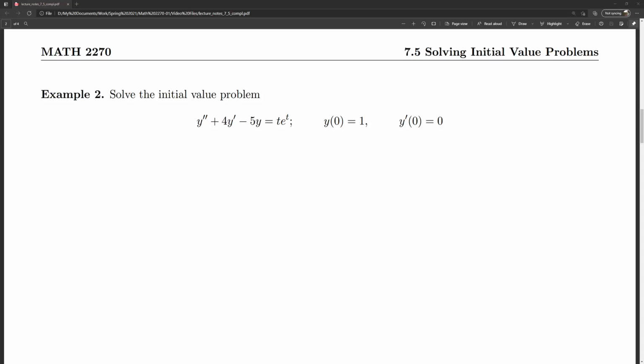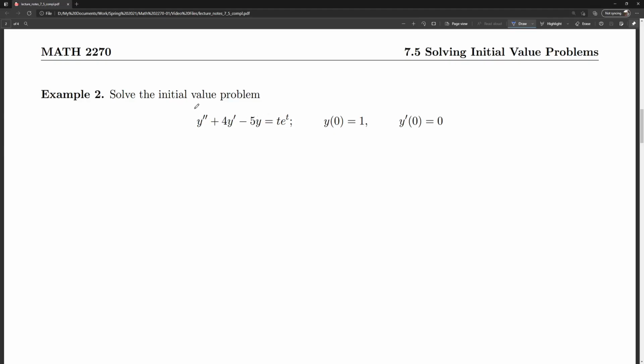Let's solve the initial value problem y double prime plus 4y prime minus 5y equals t times e to the power t with initial conditions y at 0 equals 0 and y prime at 0 equals 0. So we start by taking the Laplace transform on both sides.